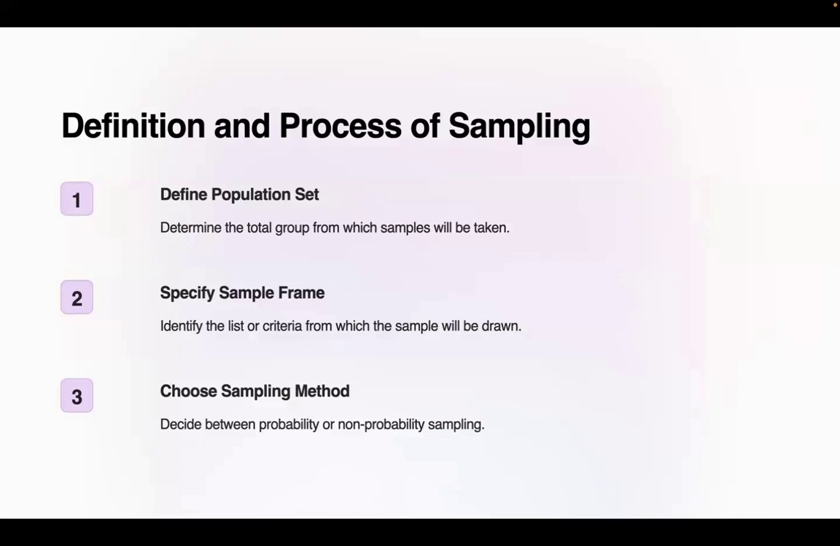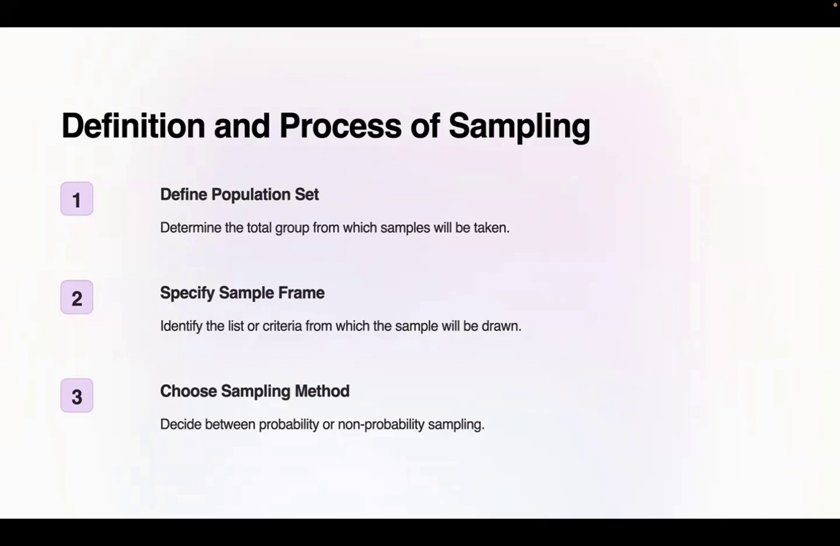Like, out of the total group, which samples will be taken. Say, for example, you want to take samples from people who are below 29 years of age. So you will be defining a population set of 15 to 29 years. Then you will identify the list or criteria from which the sample will be drawn. There will be lots of things, like whether a person is actively pursuing a job or not, whether the person is studying in a university, or whether the person does not have enough education. There will be lots of criteria from which the sample will be drawn. What type of people you want to draw, you will define that type of criteria for it.